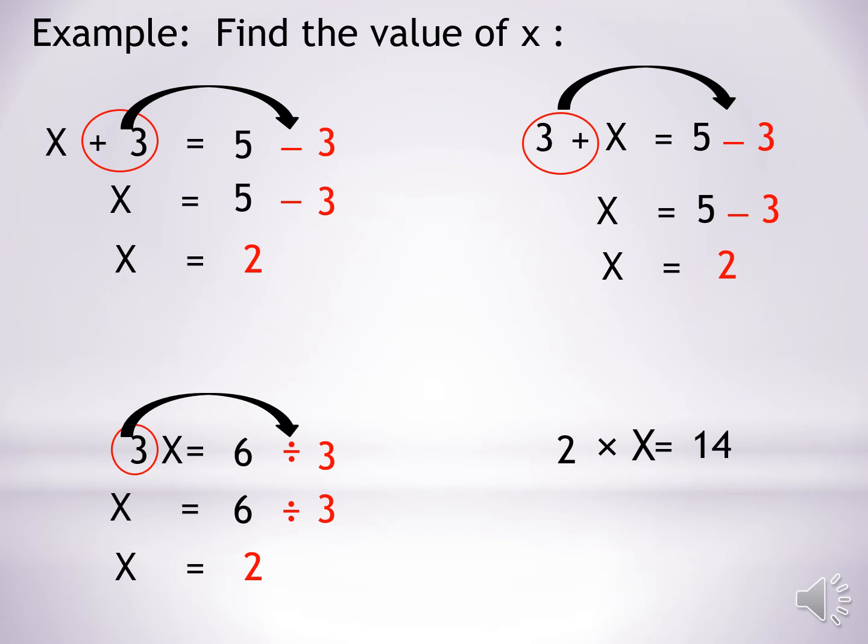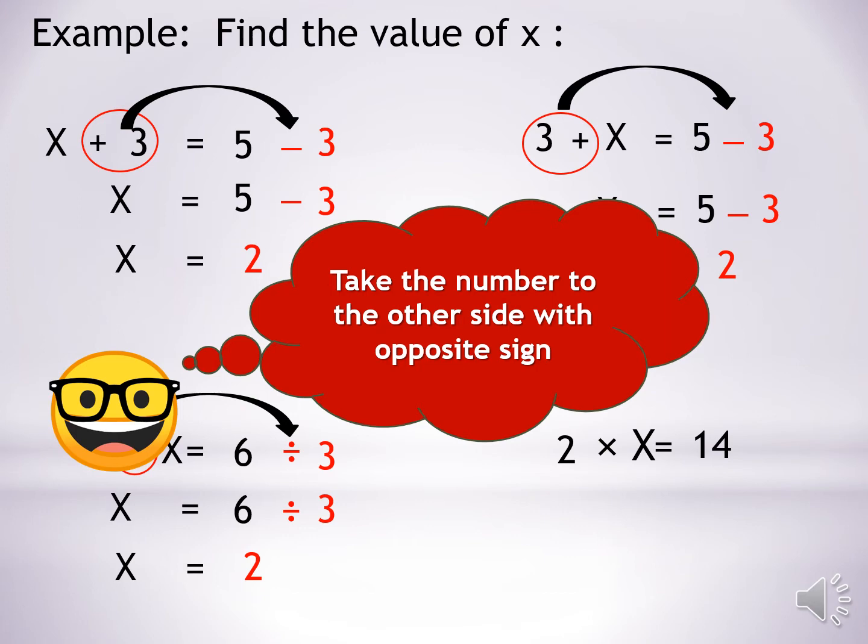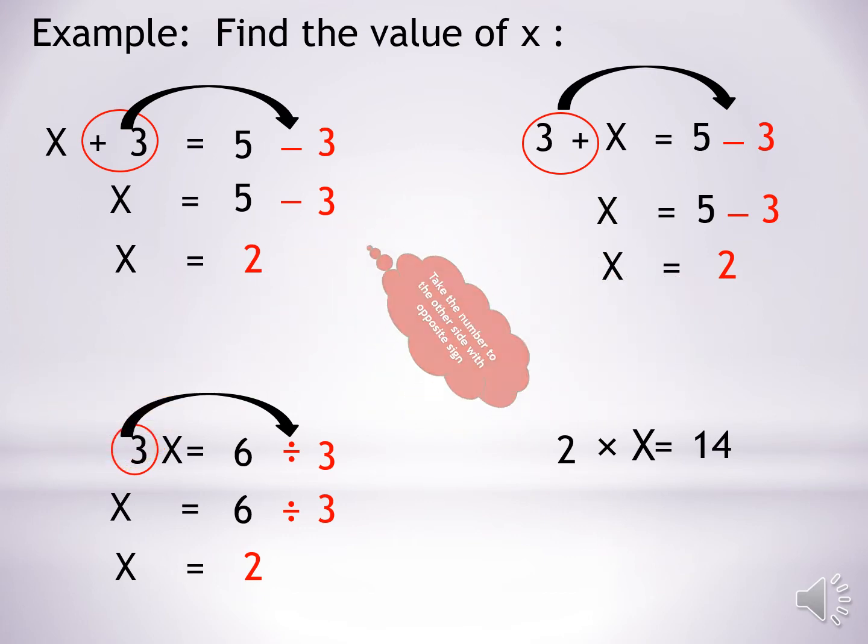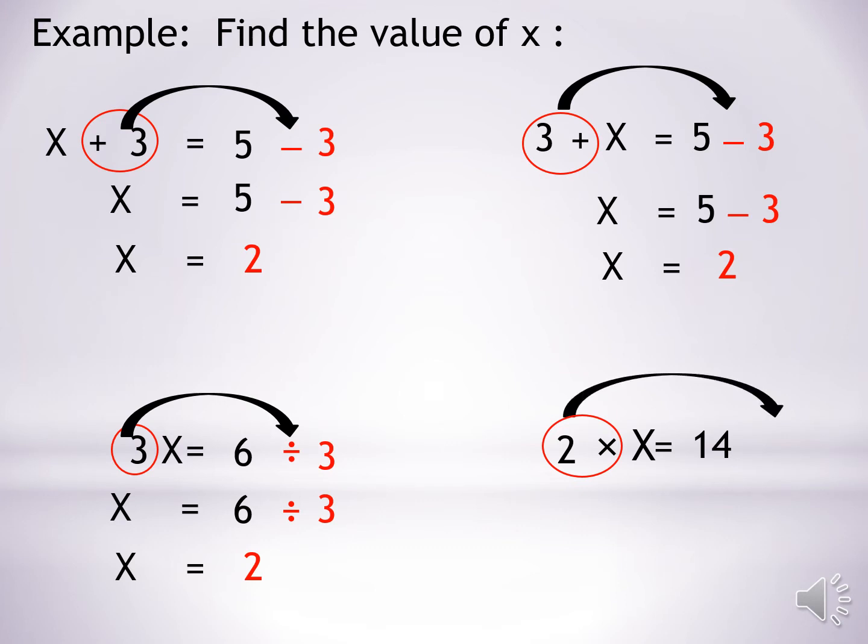Another example. 2 times x equals 14. Again, I have to take the number to the other side with the opposite sign. So circle 2 and multiply and take them to the other side. It will be divide. The opposite of the multiplication is division. So it will be divide 2. So x now equals 14 divided by 2. So x equals 7. And I solved all my equations with the inverse operation way.